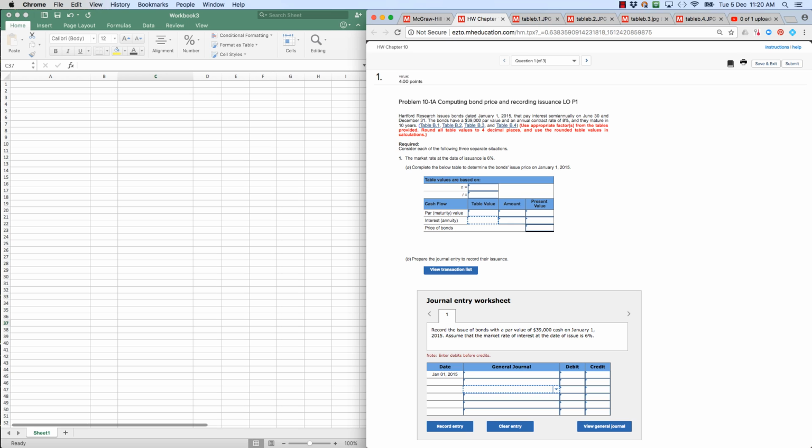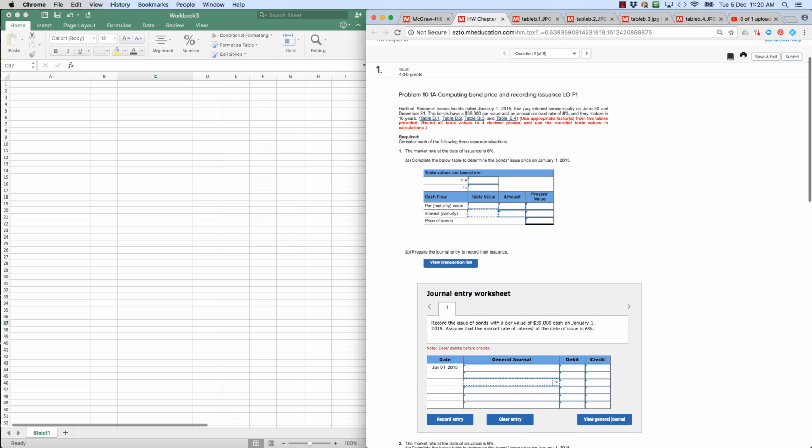We need to find N and I, and then we need to find the present value of the maturity value, the present value of the interest, and the sum of those two will be the price of the bond. Then we need to record the bond in our journal entry. And I'll walk us through the first bit where we've got a market rate of interest that's below the coupon rate, and then you'll be able to do the other two.